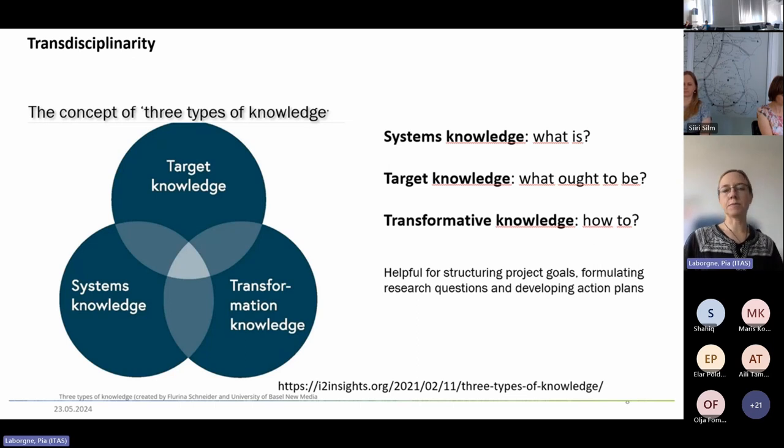In transdisciplinary research, we create different kinds of knowledge. Typically, there are three types of knowledge. System knowledge, which is quite traditional scientific knowledge, what is; then target knowledge, what ought to be; and transformative knowledge, which means how to get to this what ought to be.